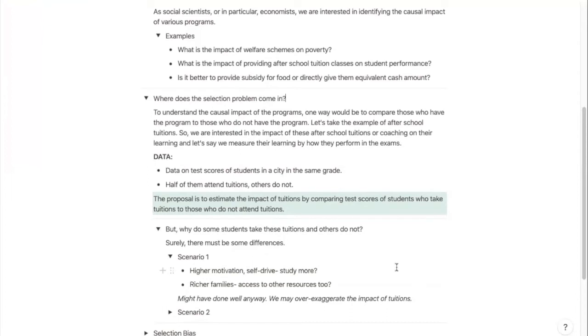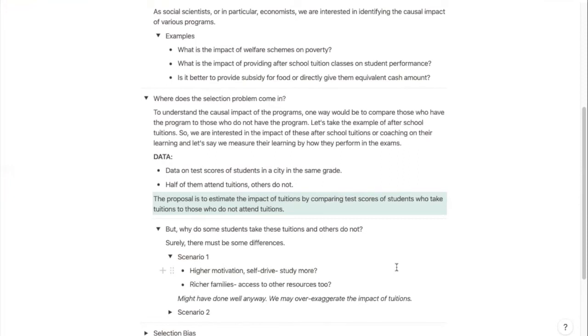So since they have higher drive and higher motivation, they might do well anyway on these exams without any support from these tuitions. Or it is also possible that the students who attend these tuitions come from richer families, which could also mean that they have much better access to many other resources. For example, they have a very good study environment at home as compared to someone from a poorer family who may also have to attend household duties after coming from school.